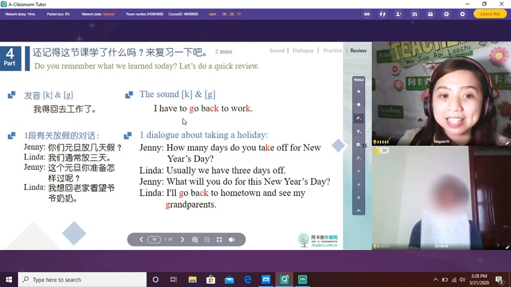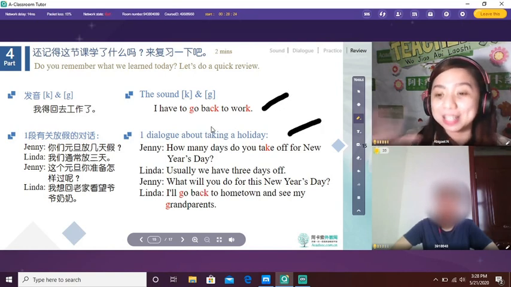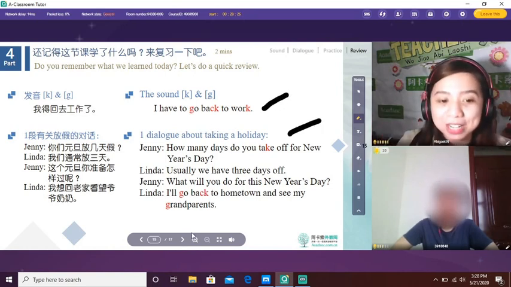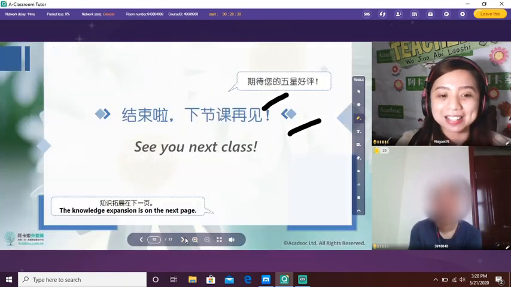Ka and ga. Yes. Ka, ka, ga, ga. So, we are not going to read this part because our time is really over. So, please remember the two sounds and our dialogues, okay?